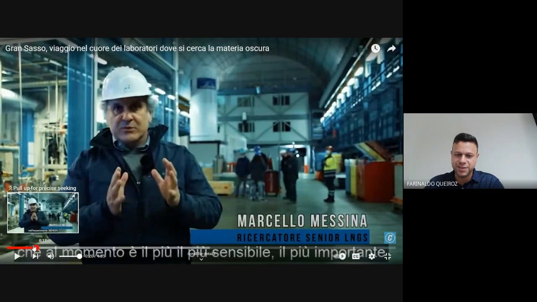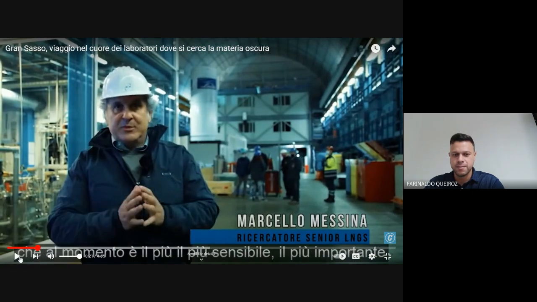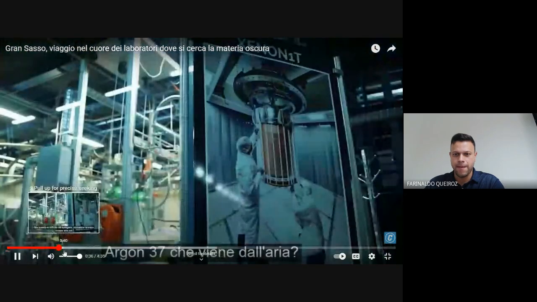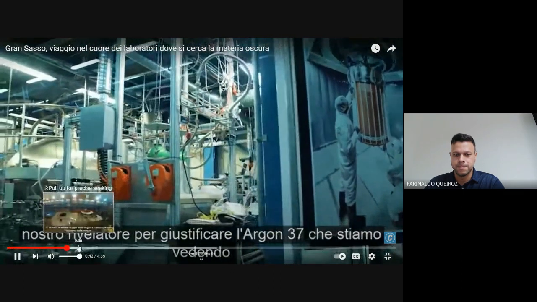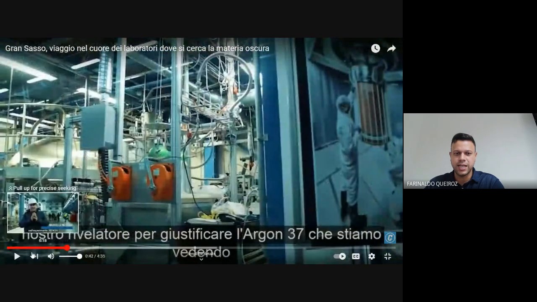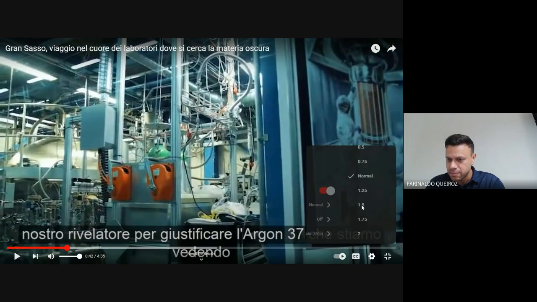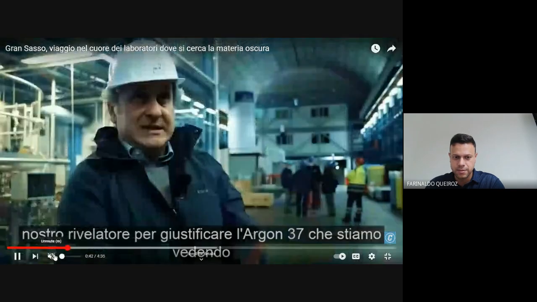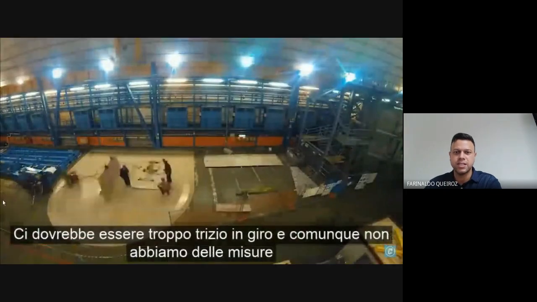I'm not going to show everything, otherwise it's going to take quite some time. I'm just going to skip ahead. Look, now I'm going to show you this size. Let me see if I can slow it down. How big this thing is. Look, that's the place where the xenon detector is.